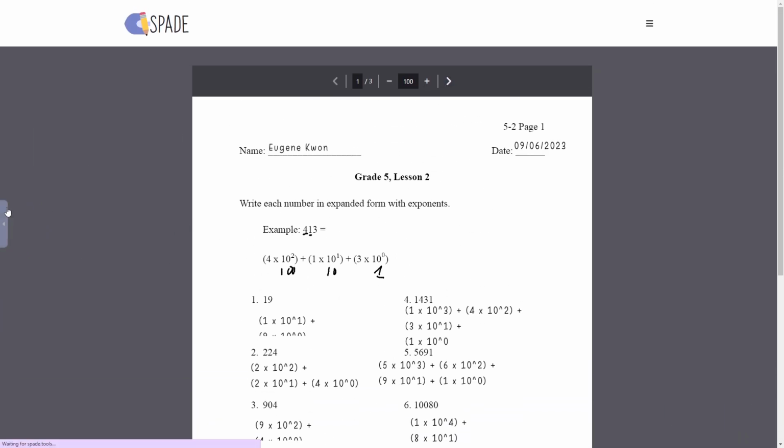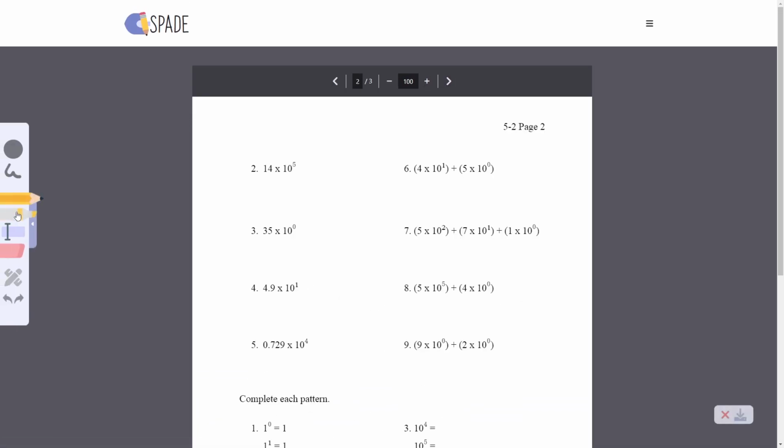Page number 2, continued section. 2, 14 times 10 to the fifth power. 10 to the fifth power is 100,000. So you would write 14, and then 100,000 has 5 zeros in it. 1, 2, 3, 4, 5 zeros. 3, 35 times 10 to the 0 power. 35 times 1 effectively. The answer would be 35.